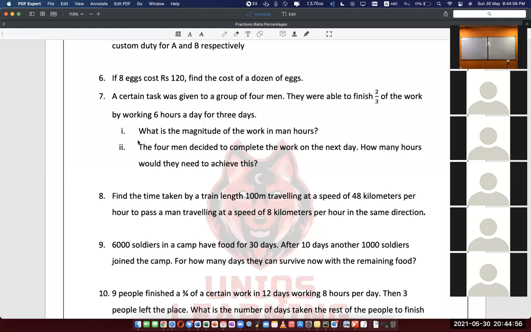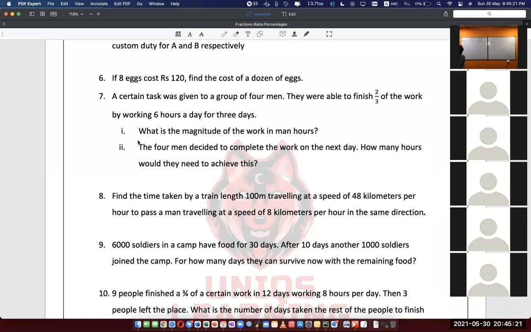Then they were able to finish 2/3 of the work by working 6 hours a day for 3 days. 6 hours a day for 3 days, isn't it? 6 times 3, right? 6 hours in one day, and they work for 3 days, right?